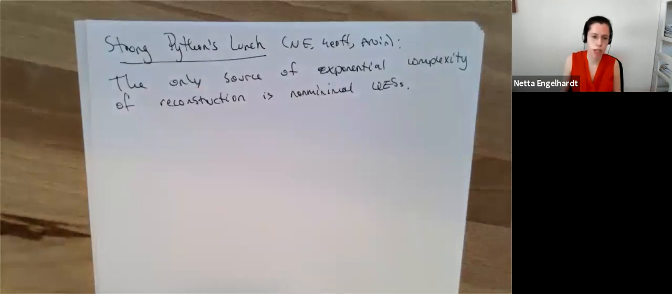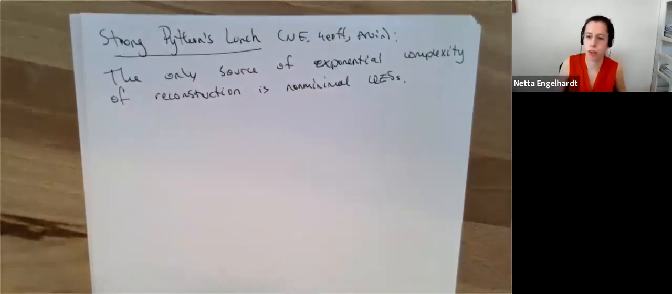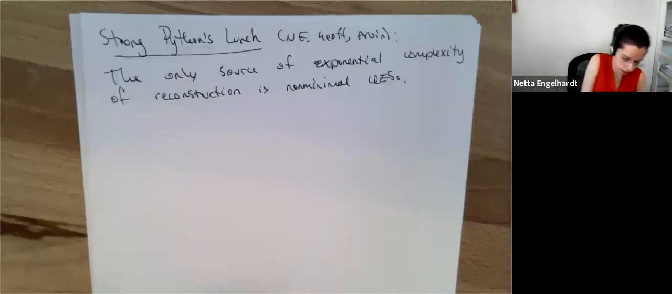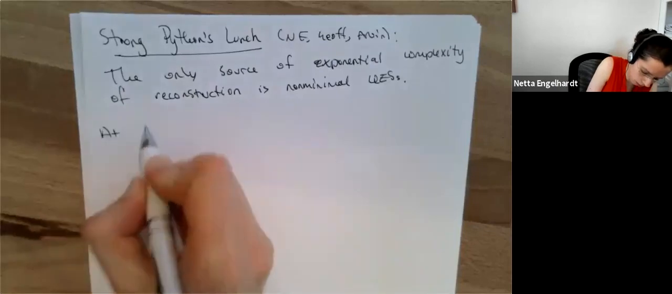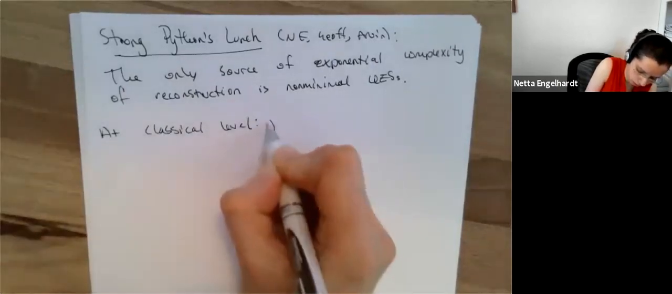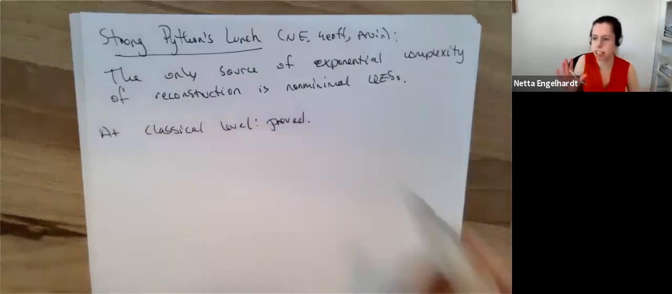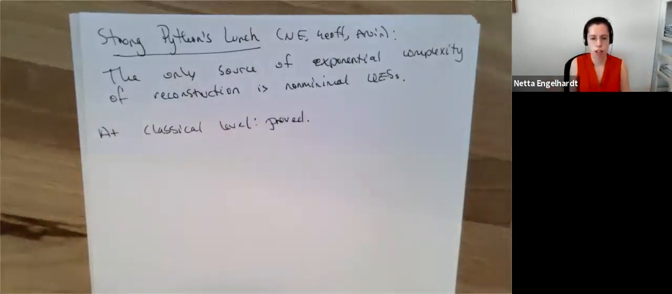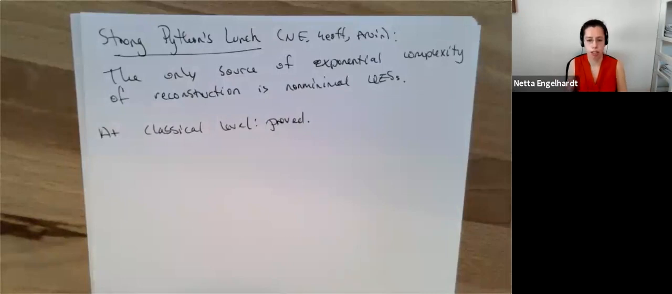Now, I know I'm close to being out of time, or maybe I'm out of time, but I'm just going to go a couple of minutes into the Q&A to wrap up nicely. So how well established is the strong Python's lunch proposal? Well, at the classical level, you can prove this, the physics level of rigor proof. What about the quantum case?